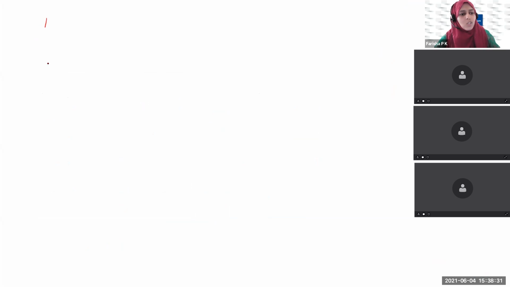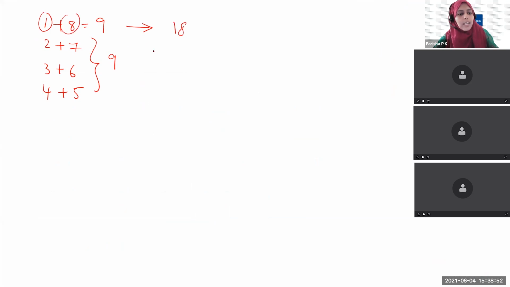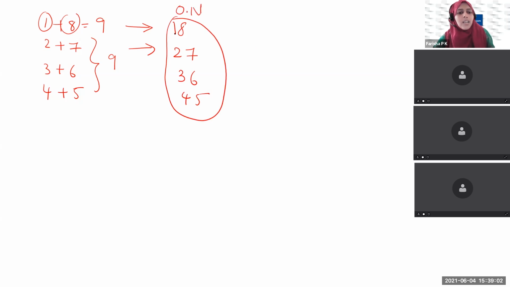Then we take the numbers 1, 2, 3 and 4. If I take 1 and add 8 to this, I'll get the answer as 9, 2 plus 7, 3 plus 6, 4 plus 5. All these will give you the sum as 9. So what can I write about the two-digit number? If I take 1 and 8, this will be 18. Similarly, 2 and 7 gives you 27, 36 and 45. This is my original number, since when you add these two digits, you'll get the answer as 9.